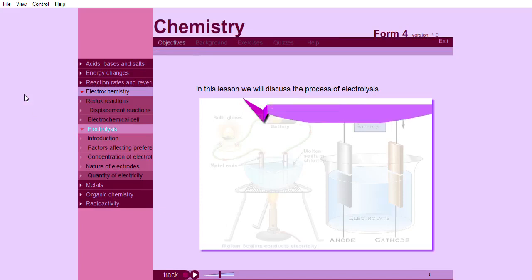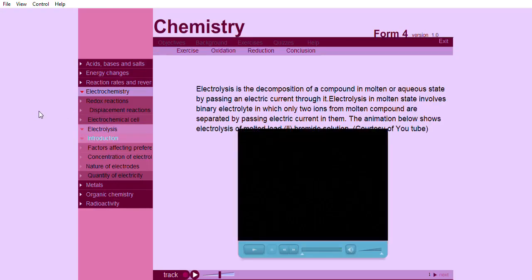In this lesson, we will discuss the process of electrolysis. Electrolysis is the decomposition of a compound in molten or aqueous state by passing an electric current through it. Electrolysis in molten state involves binary electrolyte in which only two ions from molten compound are separated by passing electric current in them. The animation below shows electrolysis of molten lead-2 bromide solution.